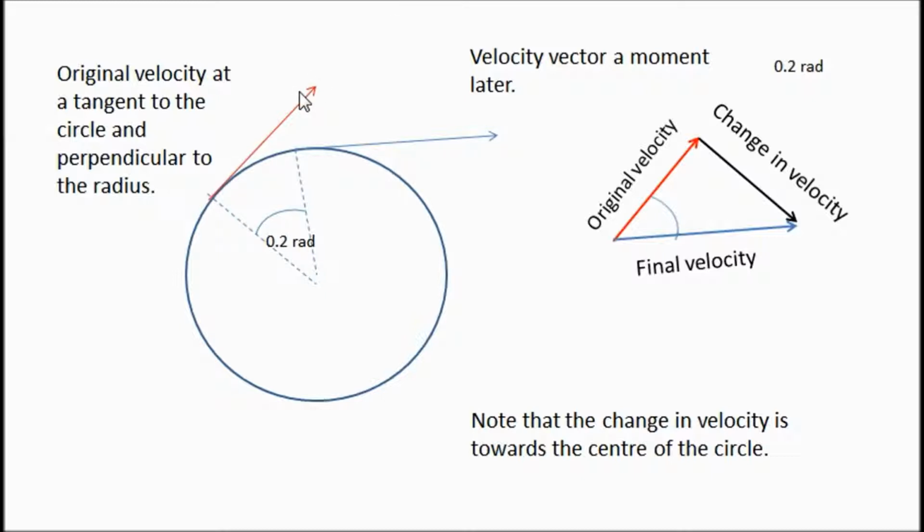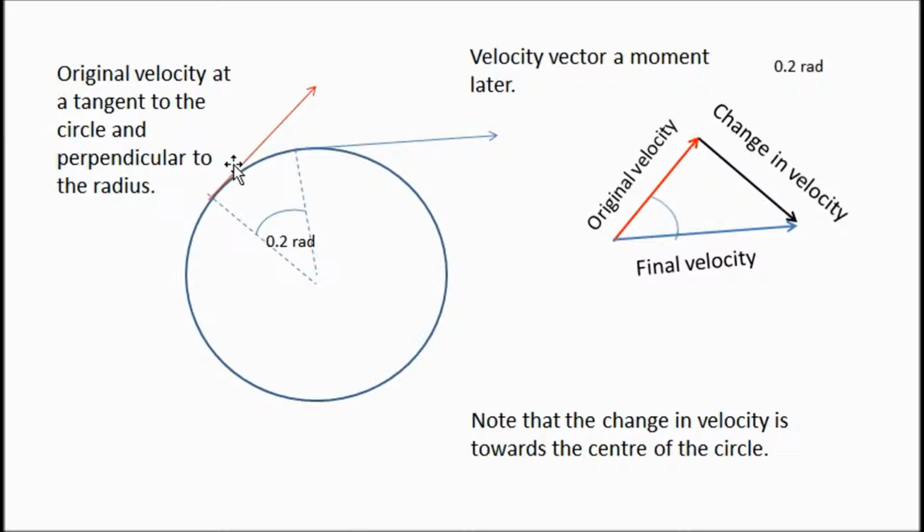In order to change something's motion, change something's direction or magnitude of motion, you're going to need an unbalanced force. You're going to need a net force, and we haven't got one, so it would go on forever. Now, I don't want it to go on forever. I want it to carry on going around and around and around. So how do I do that?